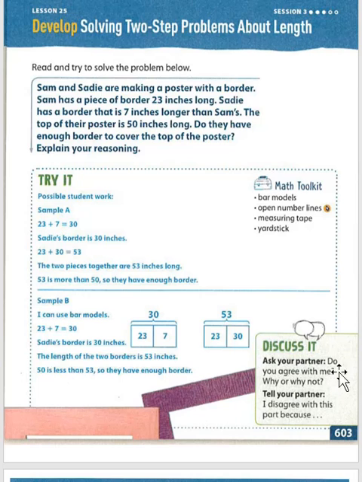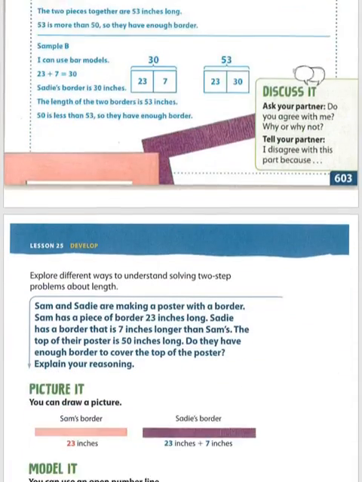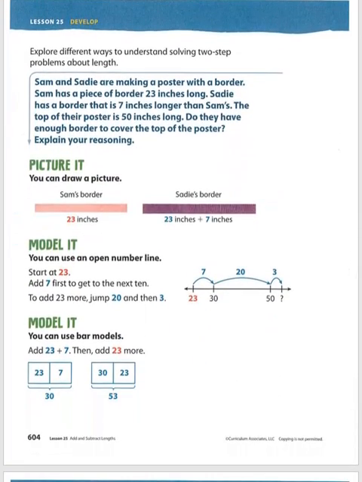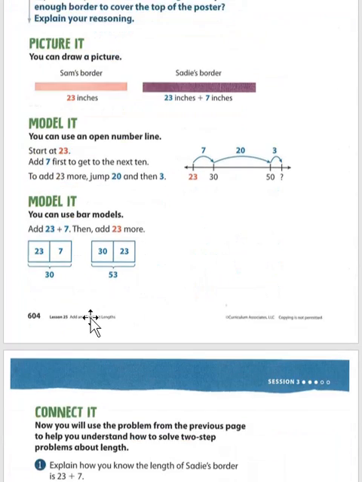Okay, do you kind of get it? Hopefully a little bit. We would go over this longer than we are. Sorry. All right, picture it. Here's Sam's. Here's Sadie's. 23 and 7 more. There's a picture of it. You can model it. First start at 23. We're adding 7. 23, we added 7, we got to 30. Then we're adding 23. 23 and 7 is 30. 30 and 23 more is 53. Okay? Remember, you're probably going to have to come back and look at this.